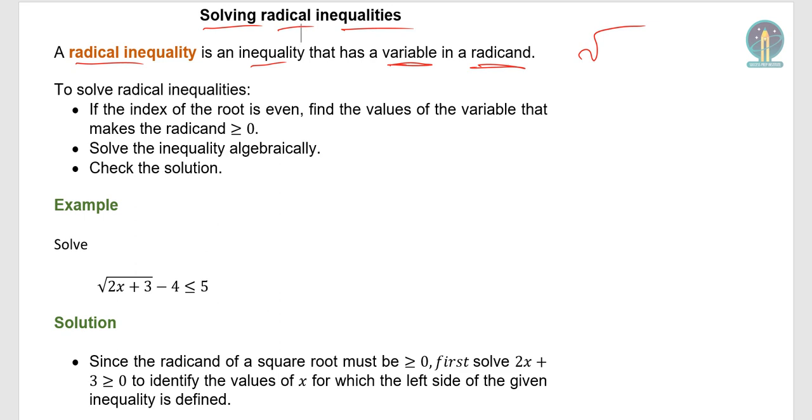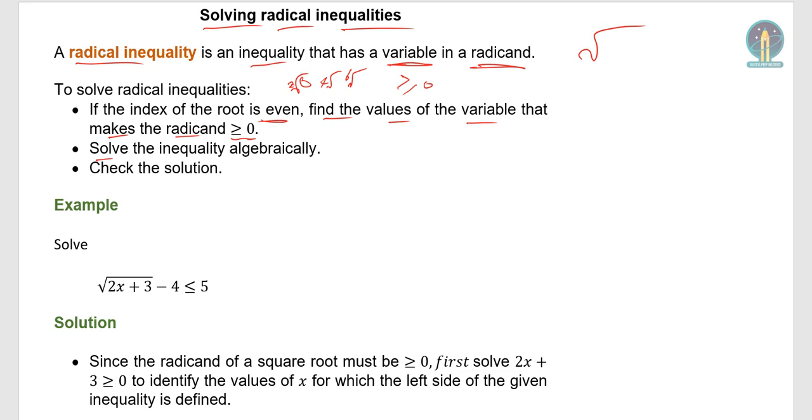To solve radical inequalities, follow these steps. If the index of the root is even, so square root, or fourth root, or sixth root, etc., find the values of the variable that make the radicand greater than or equal to 0. So take what's under the root and make it greater than or equal to 0. Then solve this.